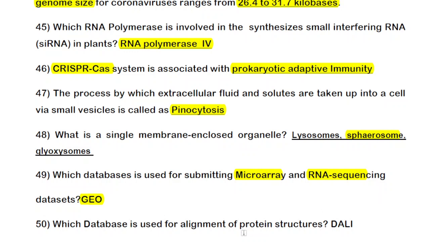Which database is used for alignment of protein structure? You need to remember whether they are asking about protein sequence or protein structure. Here they are asking about alignment of protein structure. It is DALI. DALI is a specific bioinformatics program that is employed for aligning protein structures.